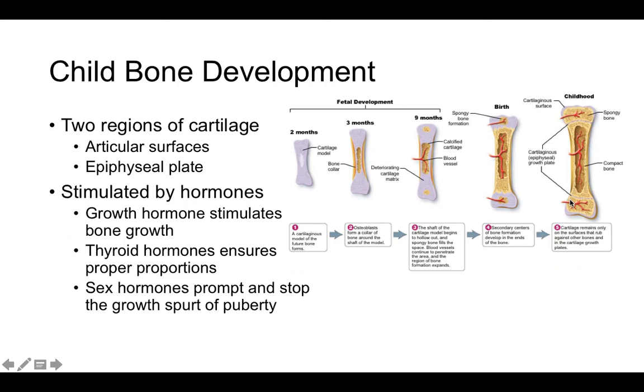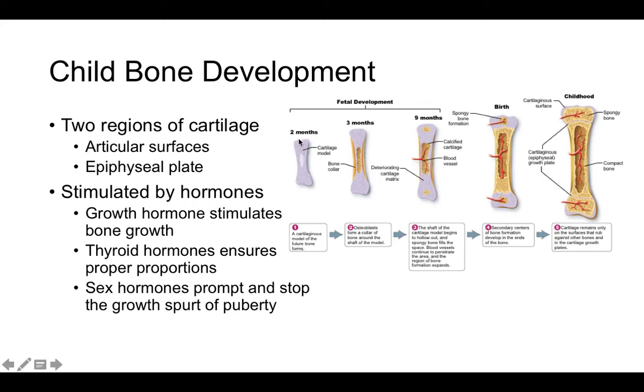Now, growth is stimulated by a number of hormones. There's growth hormone, which affects every single cell in your body and allows for growth and development and expansion. Thyroid hormones ensure that the bones are in the proper proportions. And sex hormones prompt and then also stop the growth spurt that occurs in puberty.